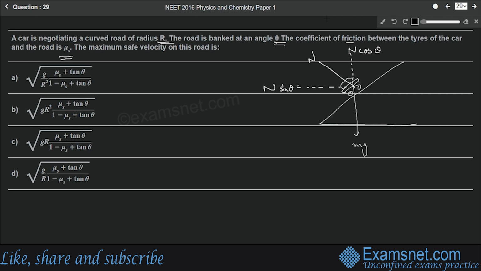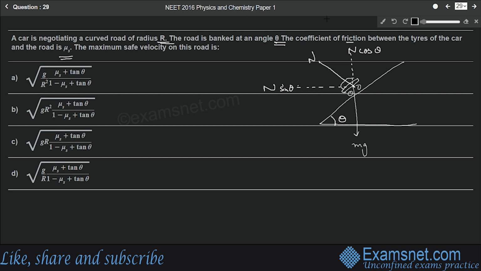Okay, so we have a road that is inclined at an angle theta with the horizontal. A car is moving on this road, and this car is negotiating a curved path of radius r. We have to find the maximum safe velocity, that means the velocity with which the car should move so that it does not skid away. Okay, so I have represented the forces acting on this car.